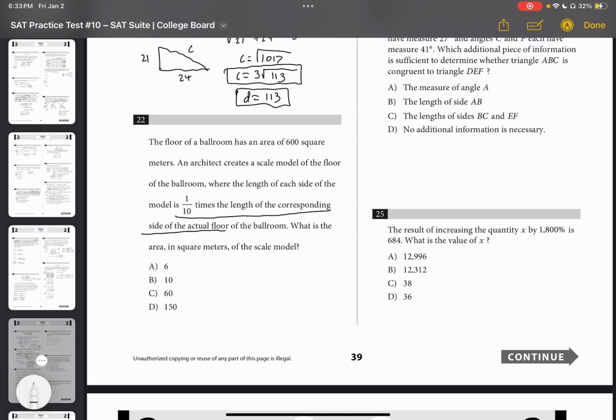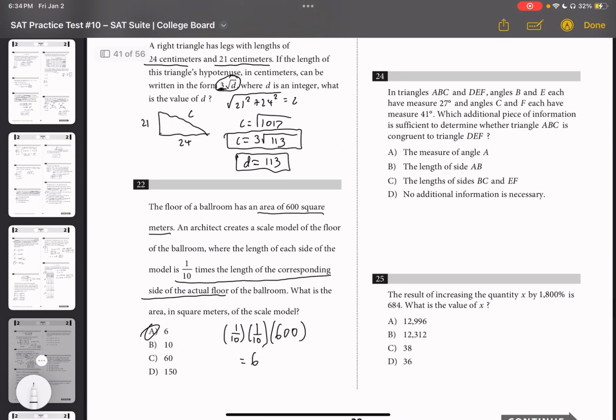Okay, so if the area is 600 square meters, and we're looking at the scale and it's asking for the area of the scale, we know that we multiply our value of 600 by 1/10 twice, because we need to account for each side. So it's really 600 divided by 100, which is going to be equal to 6. That's your answer for that one.